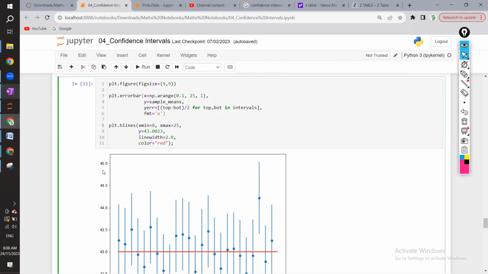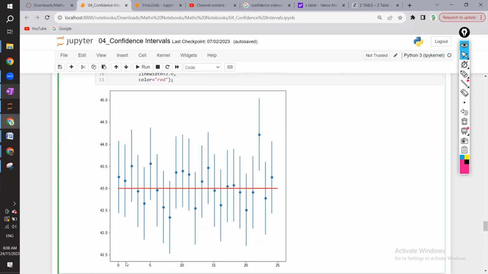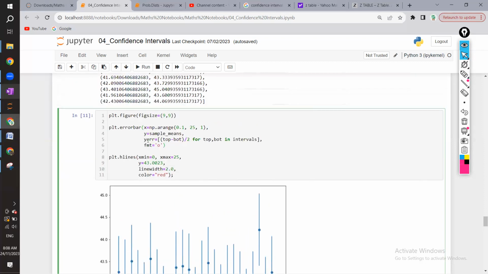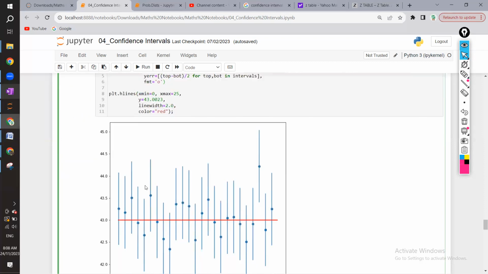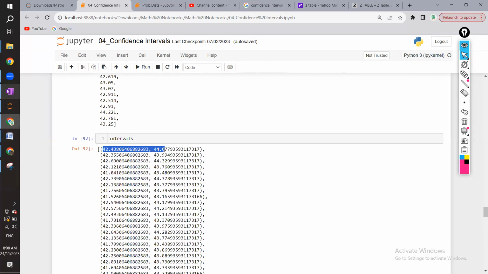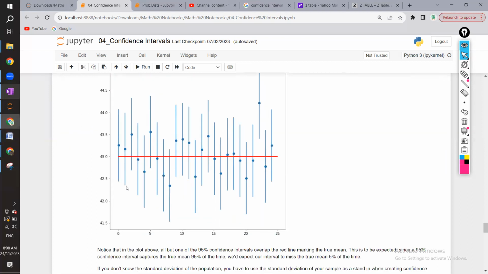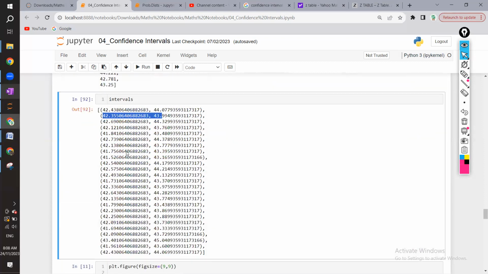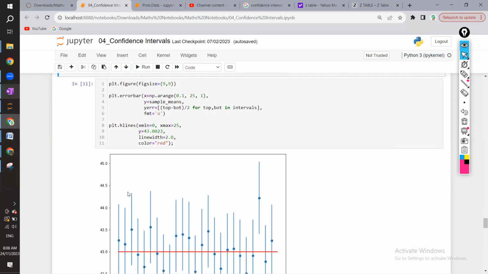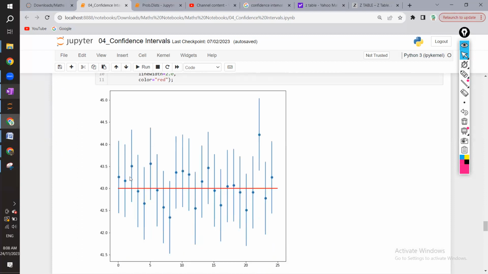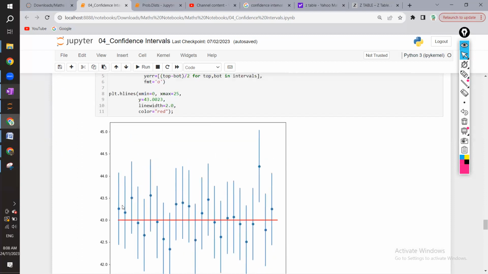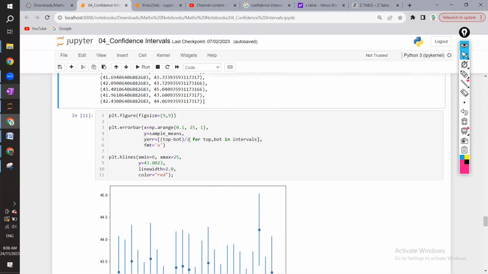So we have just plotted the confidence intervals. On the y-axis we took the mean, on the x-axis the number of samples we considered, and we plotted each confidence interval. The first one is 42 to 44. Next is 42 to 43, a little lesser than that. The next one is a bit more, 42 to 44. Each of these we have plotted, and a middle point we have indicated.